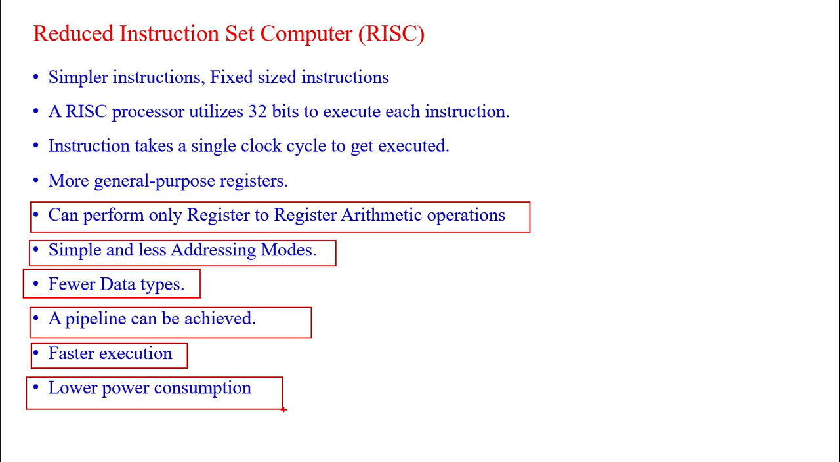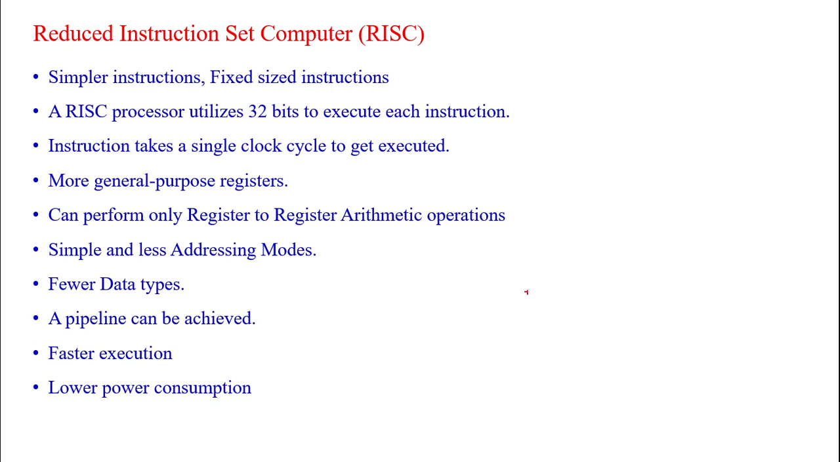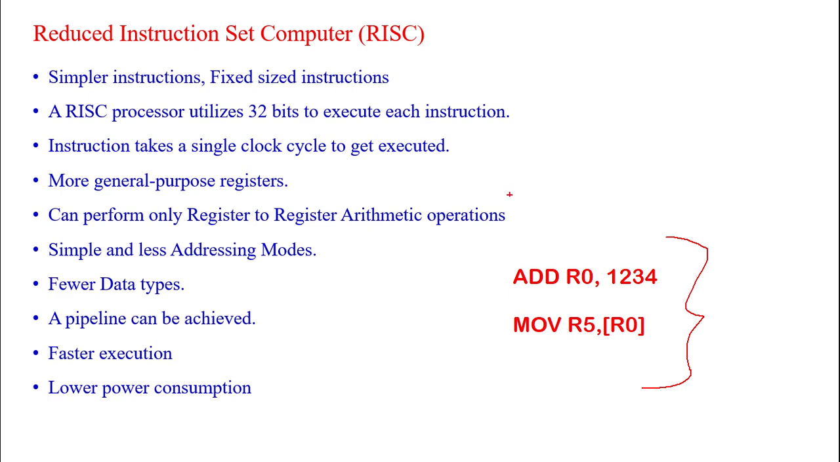I want to add one more point here. For RISC, I have shown you some examples like ADD R0, 1234, and then MOVE R5, R0, something like this. These are the best examples of RISC instructions. When I say ADD, it's addition. When I say MOVE, it's movement of data. This type of instruction is called a RISC instruction, very straightforward and simple. But one use case I want to explain with respect to CISC as well.